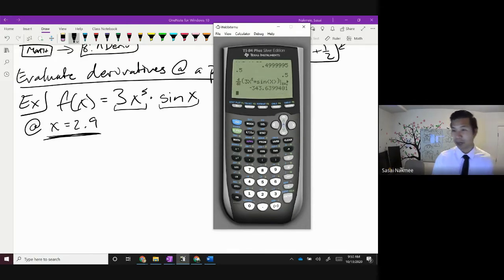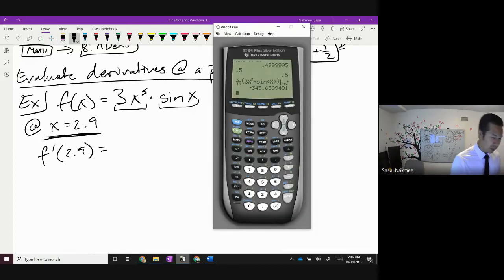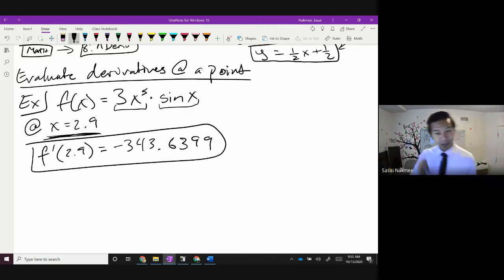And I get this answer right here, which is negative 343.6399. Right, so I would say that the derivative evaluated at 2.9 is equal to this monstrosity of a number, negative 343.6399. And that would be my answer. No stress, no mess, right?